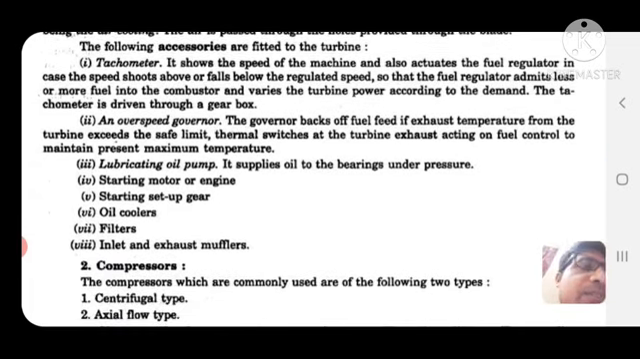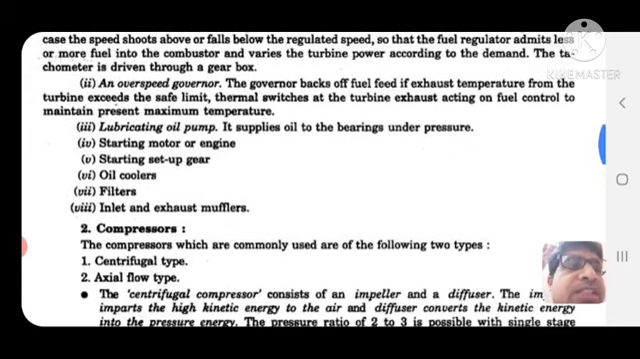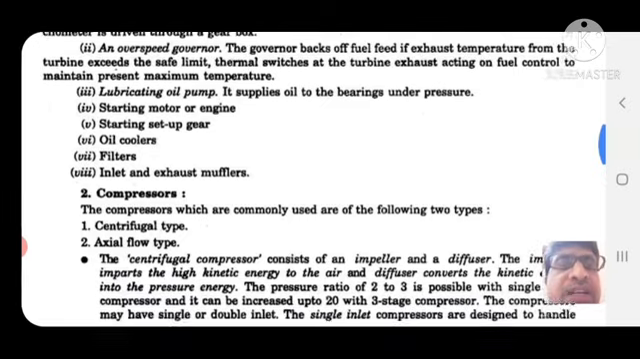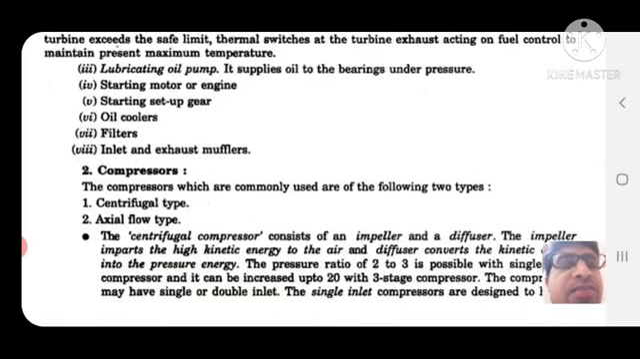The tachometer is driven through a gearbox and overspeed governor. The governor backs off fuel feed if exhaust temperature from the turbine exceeds the safe limit. Thermal switches at the turbine exhaust act on fuel control to maintain a preset maximum temperature. Lubricating oil pump supplies oil to the bearings under pressure. Starting motor or engine, starting set of gears, oil coolers, filters, inlet and exhaust mufflers.